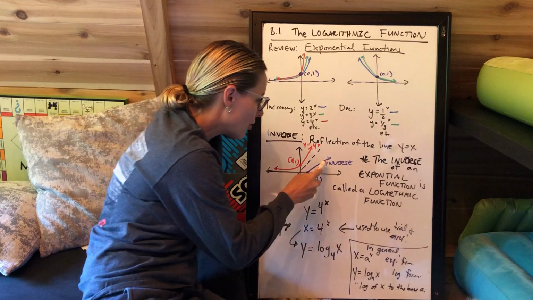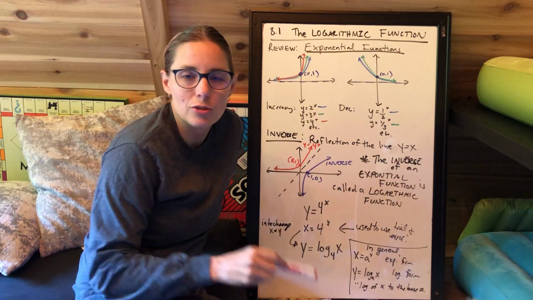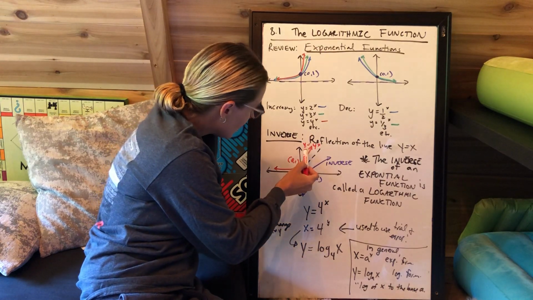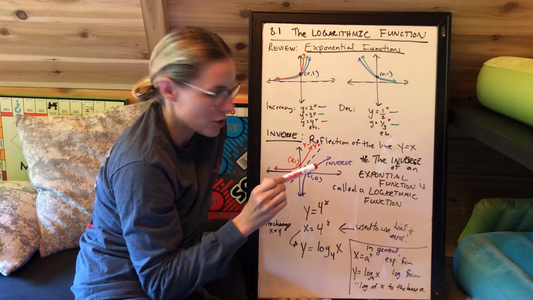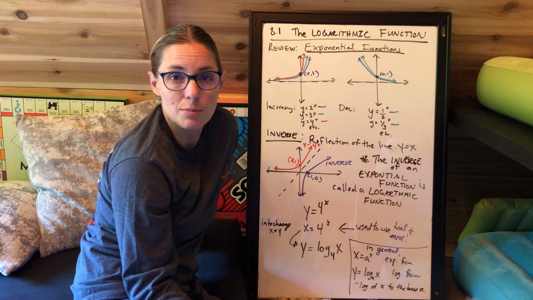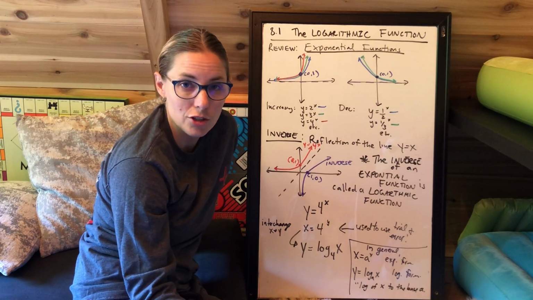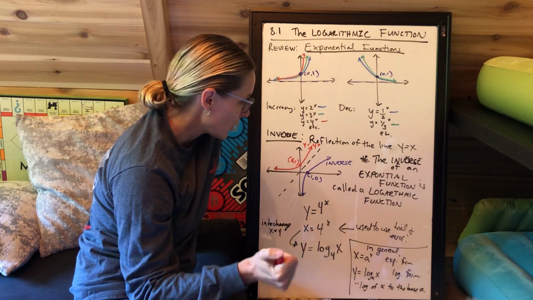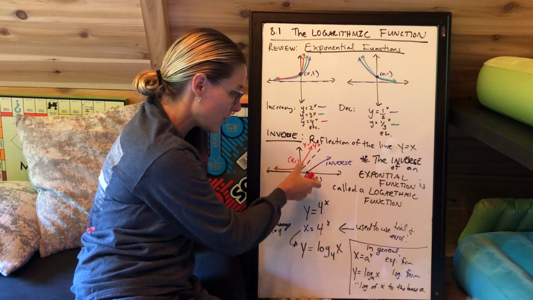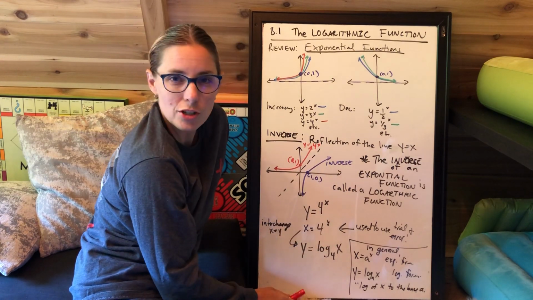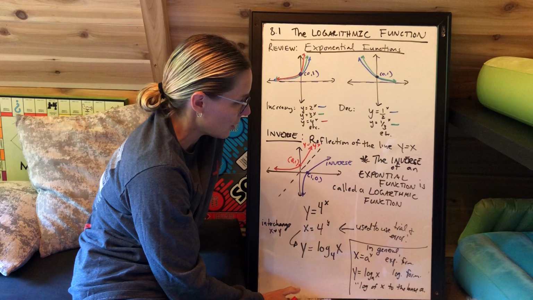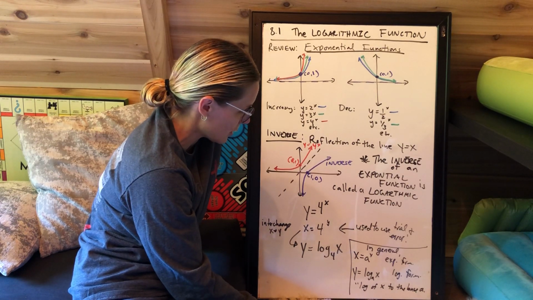Well, this inverse function has a special name. These ones are all called exponential functions. The inverse of an exponential function is called a logarithmic function. And we haven't learned anything about logs yet. We actually did questions involving inverses of exponential functions, but we used trial and error in grade 11 to solve them because we didn't know what a logarithm was yet.